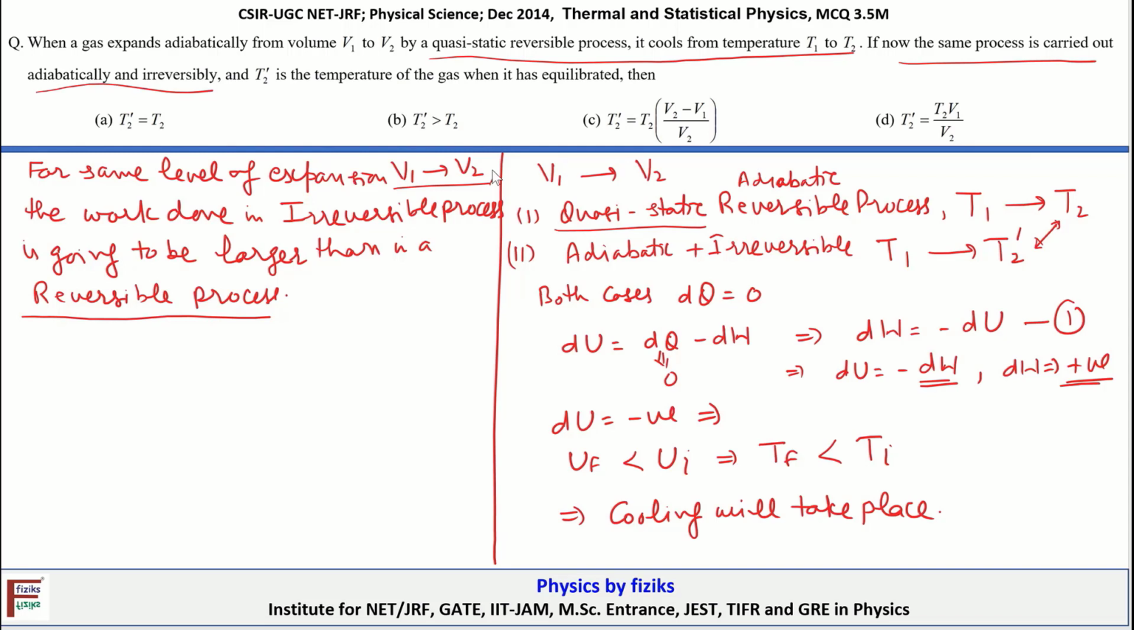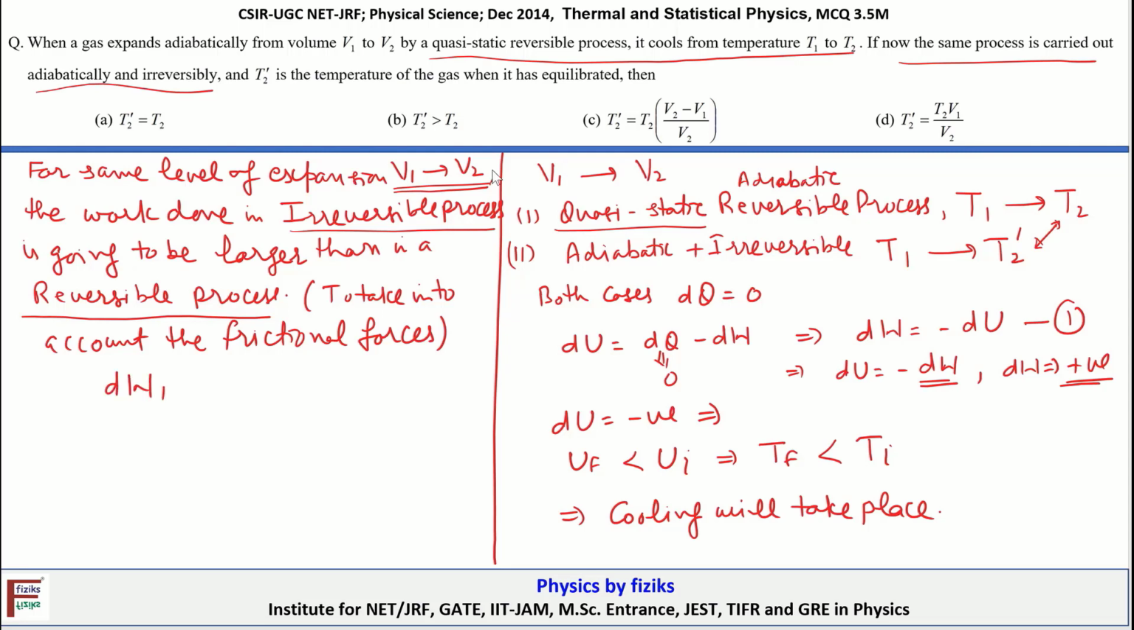So therefore, to achieve the same level of expansion, the work done during the irreversible process is going to be larger than the work done during the reversible process. It is because we have to take into account the frictional forces. Okay, so that's the point here. So I will write dW irreversible is going to be greater than dW reversible.